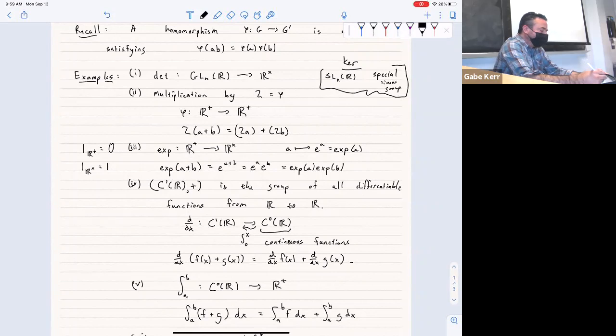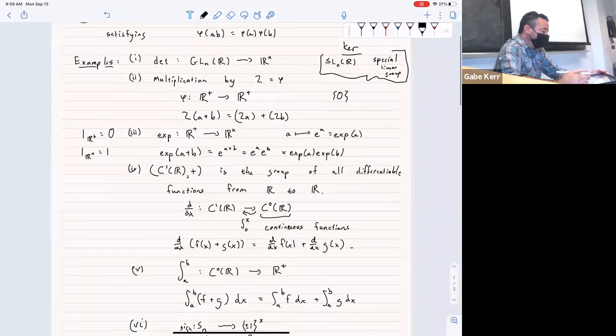Kernel of a multiplication by 2 is 0. You know, what gets sent to the additive identity? What gets sent to 0 when I multiply by 2? Well, only 0. So this is just 0. Kernel of the exponential map is also 0. Right? The only thing, if I take e to the a and I get 1, that means a is 0. So this is again 0.